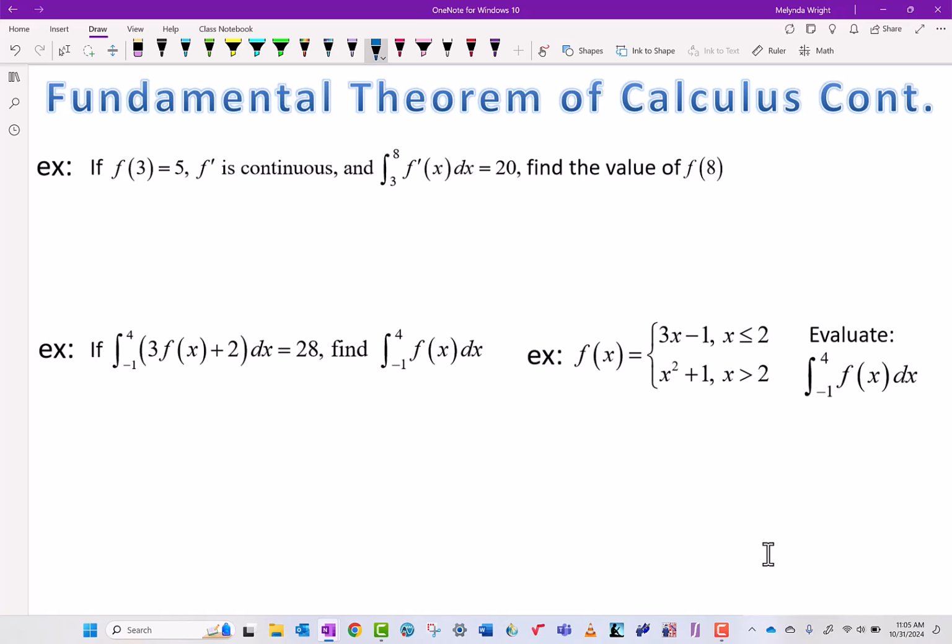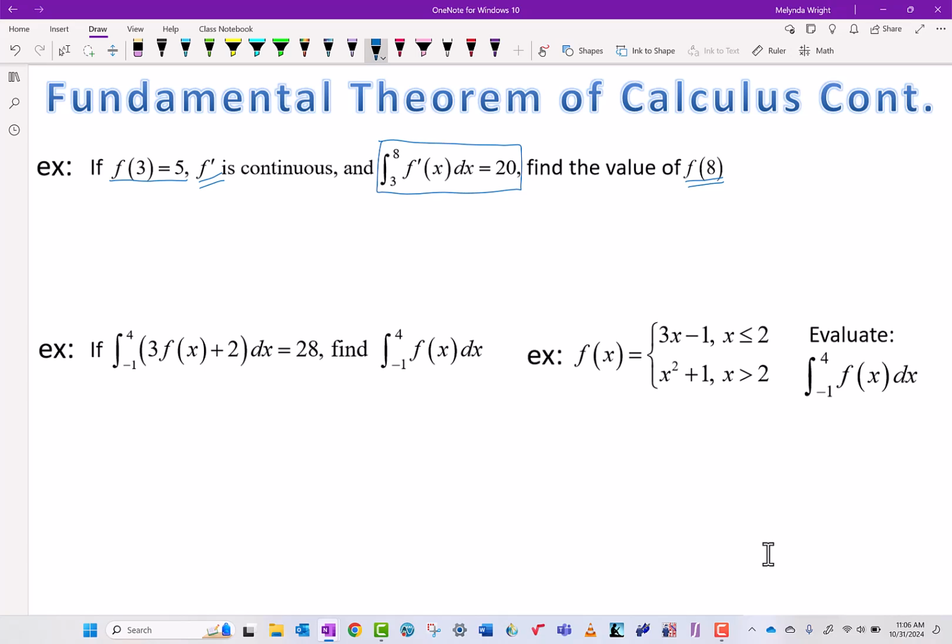So we have a position value that they've given us. We don't know why yet, it's okay. We're told that the first derivative is continuous. We have this value, which is an integral of the first derivative. We're told it is 20. Okay, so they want us to find f of 8. When we first look at that, we're like, what? So how can we use the fundamental theorem?